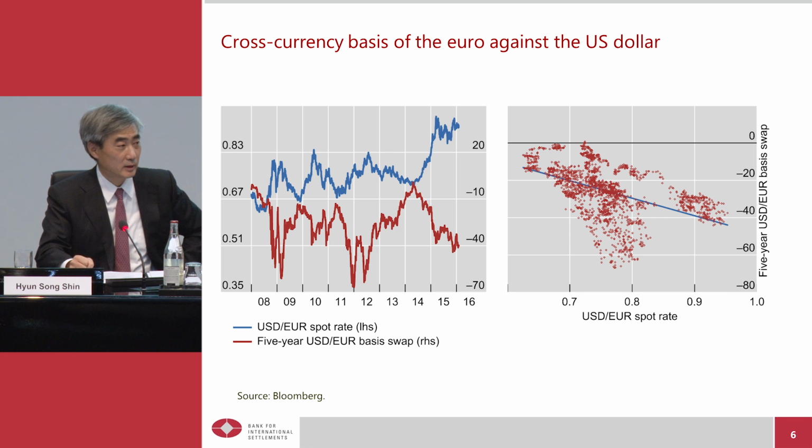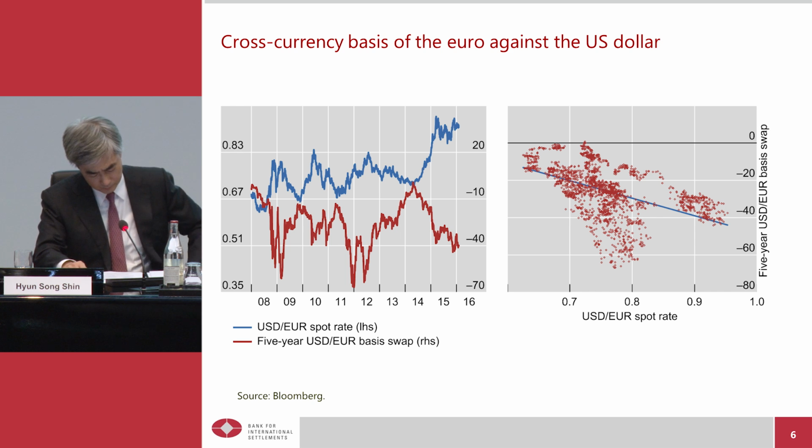Now, this is daily data. And so what I've done on the right-hand panel is just to plot the scatter chart of the value of the dollar on the horizontal axis. And on the vertical axis, I've plotted the 5-year, this is the 5-year chart now, the 5-year cross-currency basis of the euro against the dollar. And you see this very striking negative relationship. So this is not something that fluctuates on a low-frequency basis. This is actually something that varies on a day-to-day basis, and it really tracks very strongly the value of the dollar.